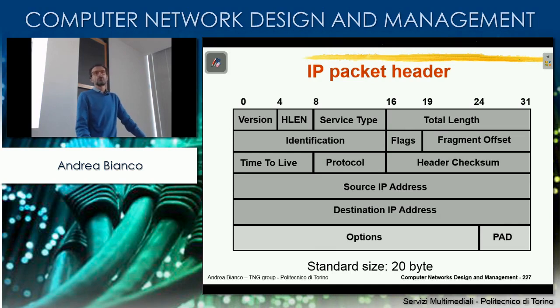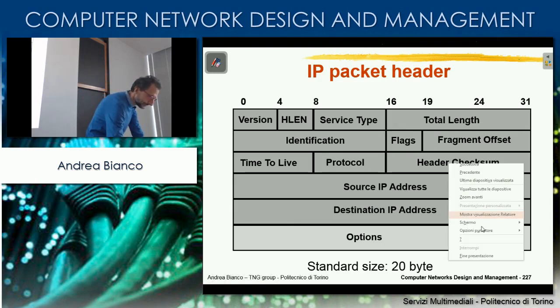Okay? So suppose that the time to live initially was 16, it means that you can cross at most 16 routers. If you cross more than that, the router which will receive the packet with time to live equal to 1 will decrement it, it will go to 0, it will drop the packet, and will send a message back to the source. So if you, for any reason, have a routing error, you have a loop, after a given number of hops, this packet is going to be dropped by the network. Okay? Then we have the header checksum here.